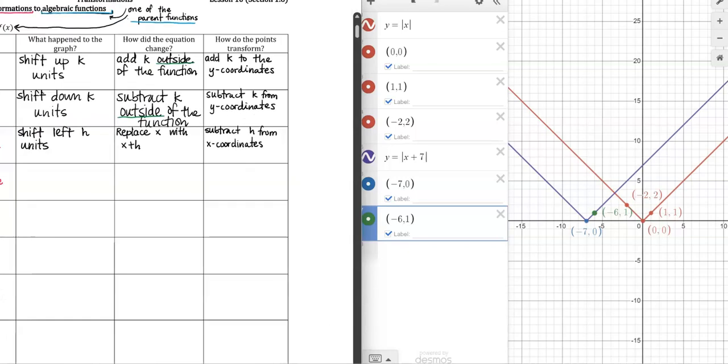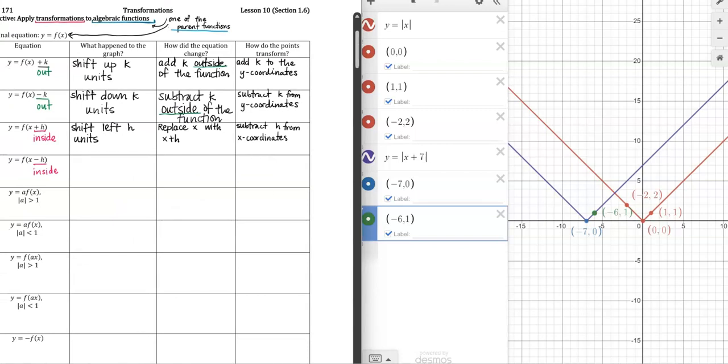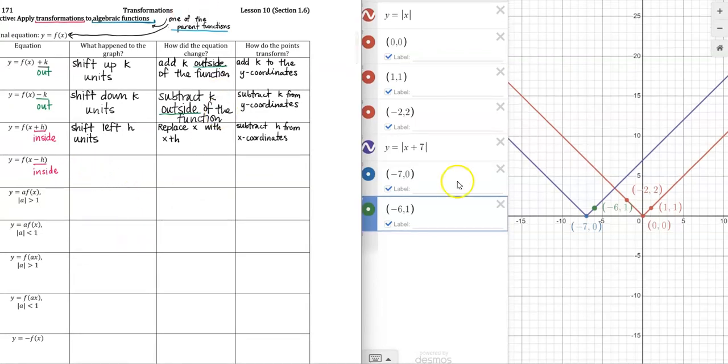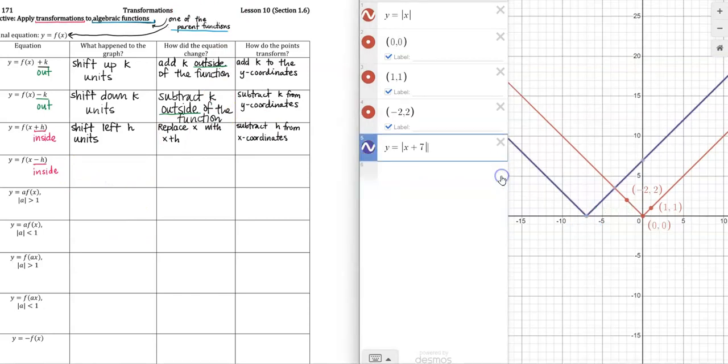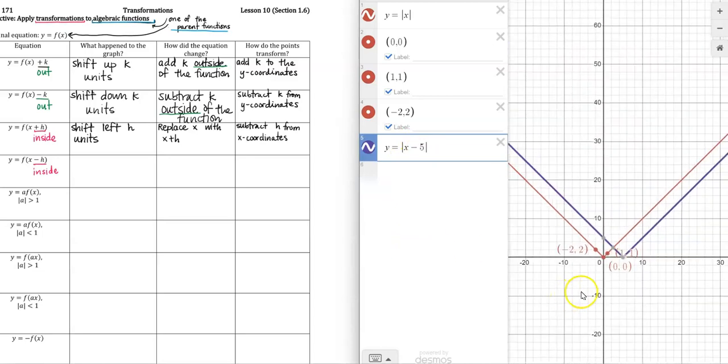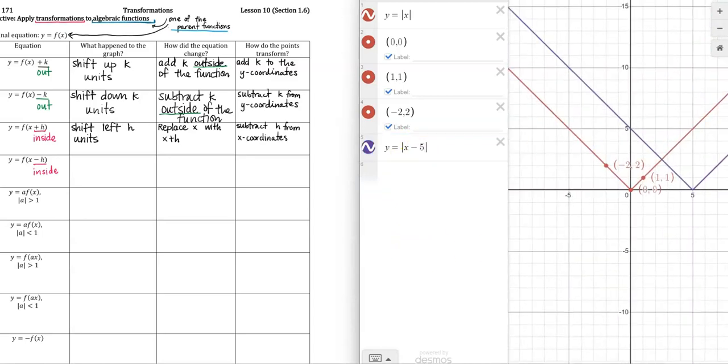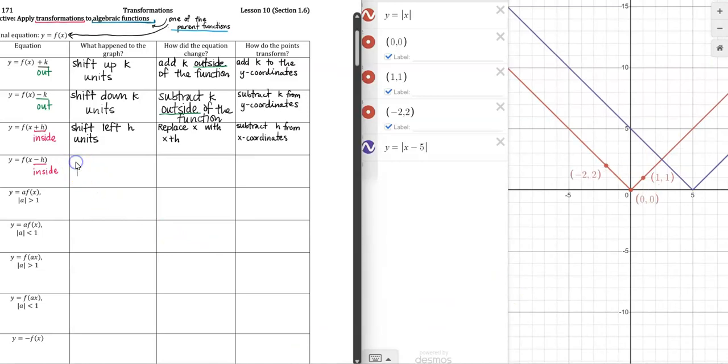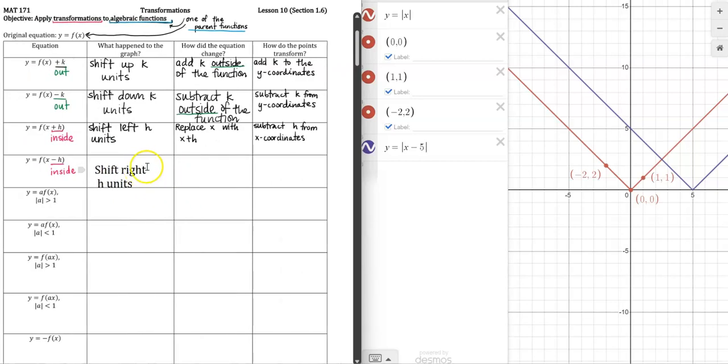And then the last row we'll look at is our last shift. And here we have an x minus h on the inside of the function. So let's see what it would look like if I looked at the absolute value of x minus 5. So I switched to minus and I chose 5, and we can see that the graph shifted right h units. I wonder if I can just type this. Yeah, the graph shifted right. I won't put 5. I'll just put h units. We can see that that's how the purple graph changed from the red graph.